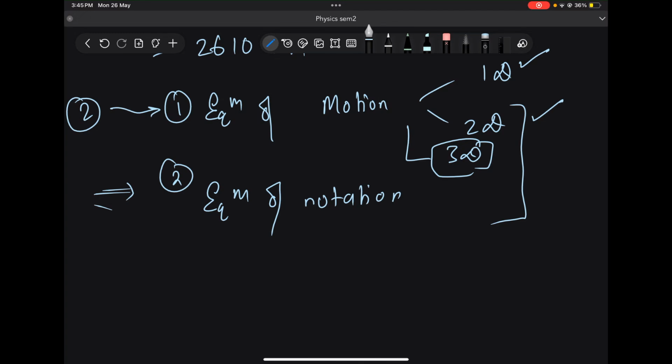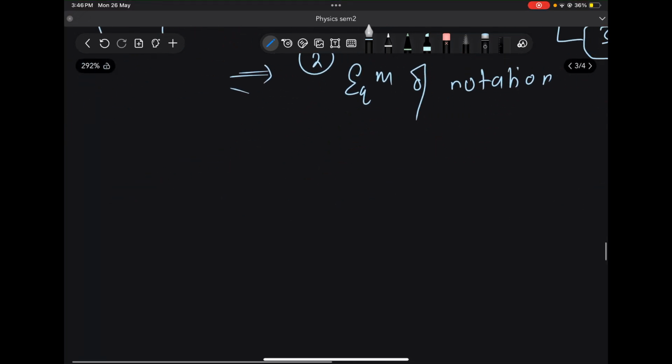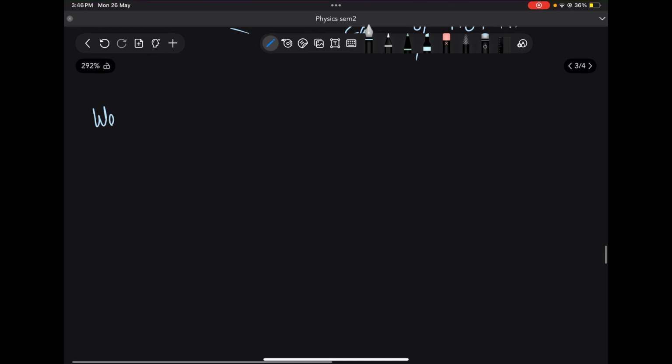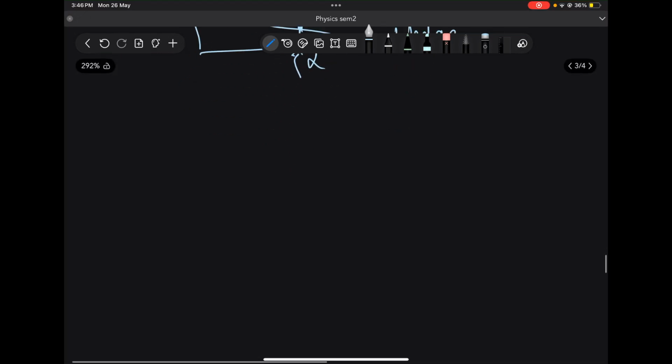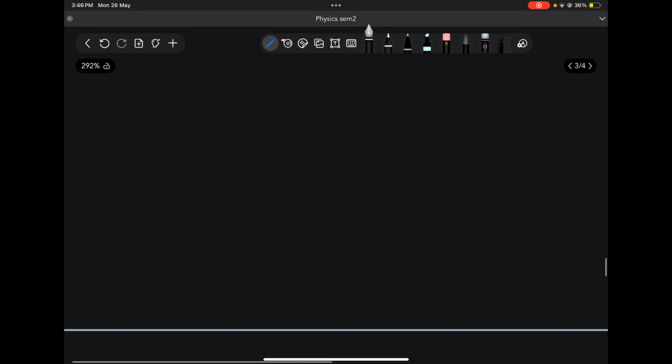The easiest way to actually go into equilibrium is to basically learn questions. And the way I will be doing it is merging it into another topic which is in the syllabus, which is known as wedges. Of course, a wedge is just a slant surface. This is a wedge, right? And this is slant at some angle, suppose alpha. As simple as that.